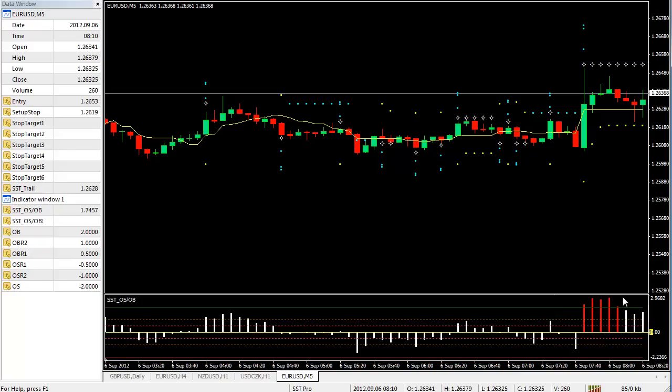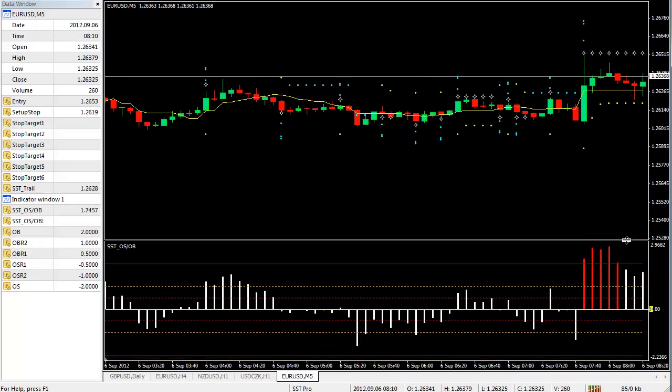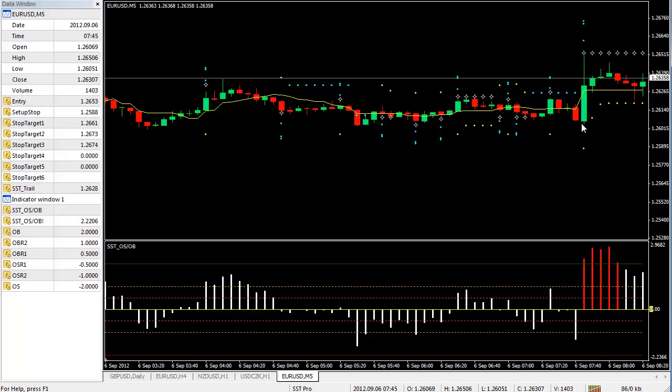So it's really important if you're learning the SST Pro that you learn what the setups are, because then you could look at the OSOB and you're going to know if it's a basic setup or a reversal setup or an add-on or re-entry. You're going to know all that based on the OSOB. So you don't really need the colors. The colors would be nice, but they're just not possible with MT4.